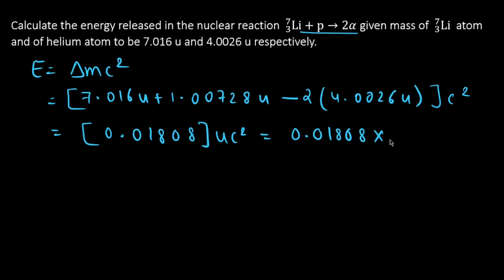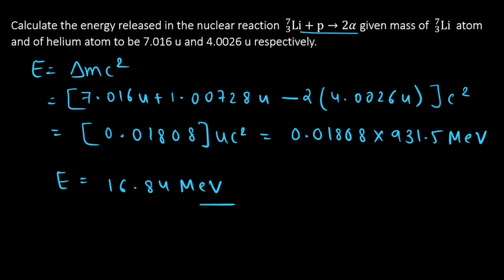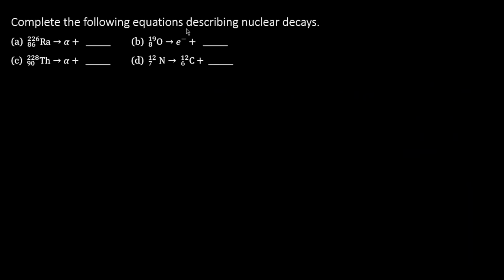0.01808 into 931.5 mega electron volt, and thus the energy released we get as 16.84 mega electron volt. Let's look at the next sum. Complete the following equation describing the nuclear decays.